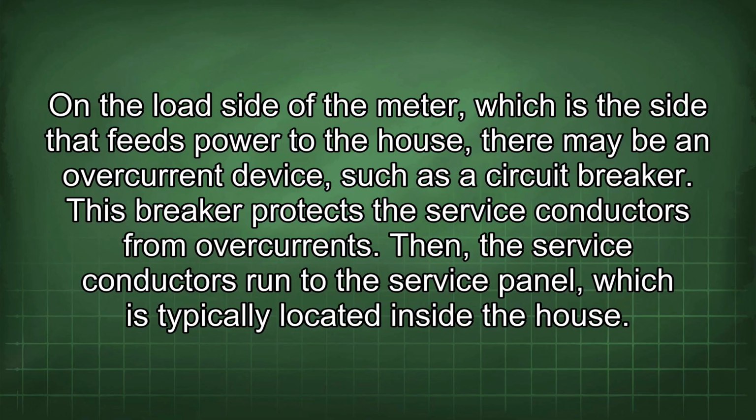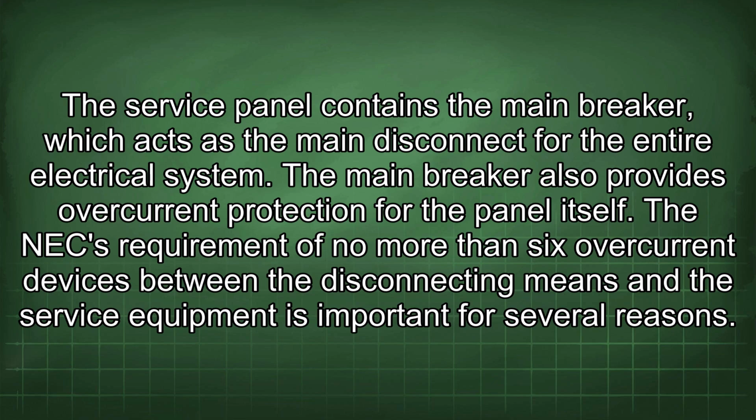Then, the service conductors run to the service panel, which is typically located inside the house. The service panel contains the main breaker, which acts as the main disconnect for the entire electrical system. The main breaker also provides overcurrent protection for the panel itself.